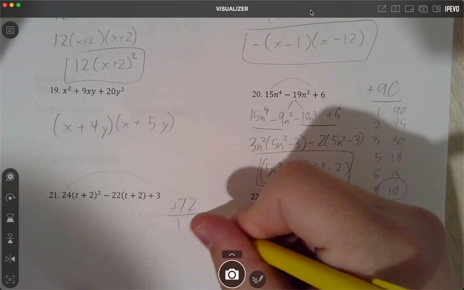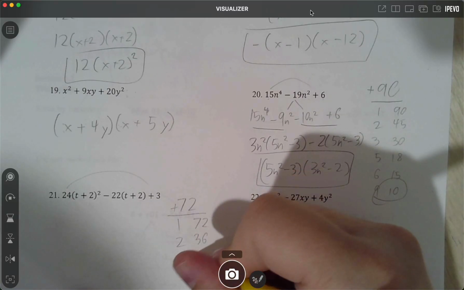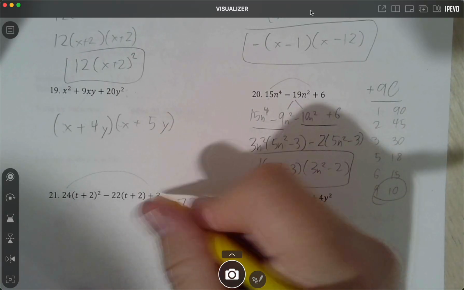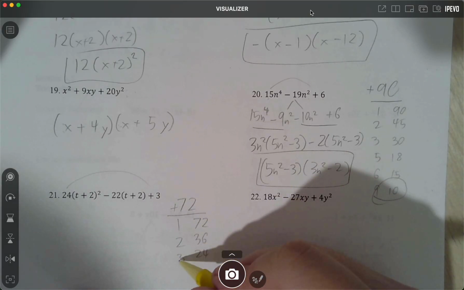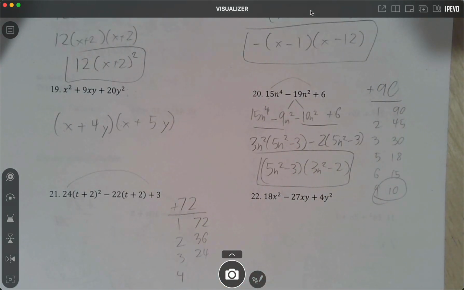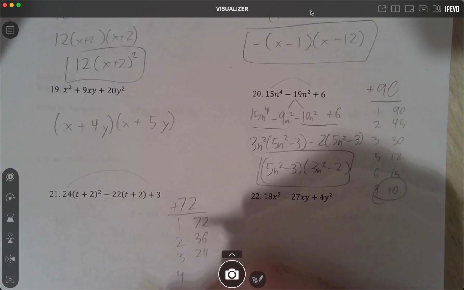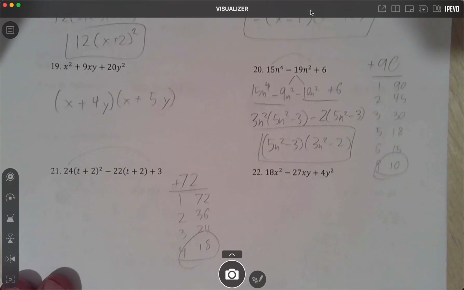So here we go. There's 1 in 72. There's 2 in 36. There's 3 in 24. That's where we got it from. Which one will add to make 22? Well, that's 73. That's 38. That's 27. Not there yet. What about 4 and whatever that is? 72 divided by 4 leaves me with 18. Oh, and guess what? Those add to make 22.